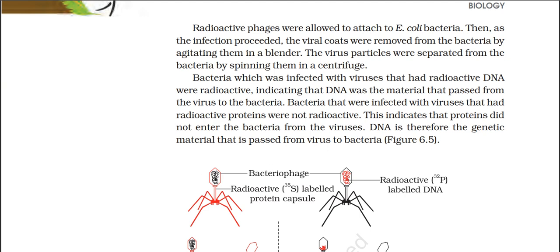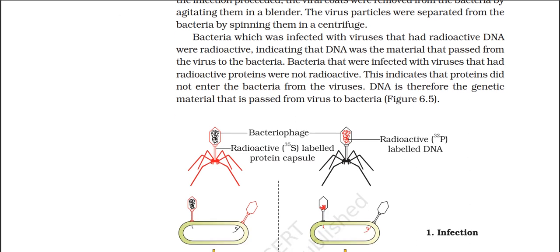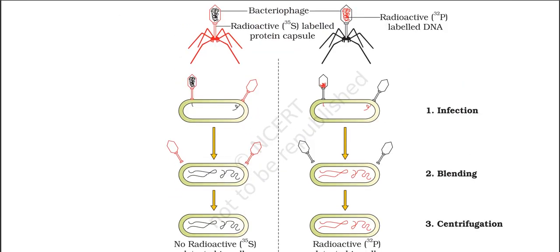Bacteria that were infected with viruses that had radioactive proteins were not radioactive. This indicates that proteins did not enter the bacteria from the viruses. DNA is therefore the genetic material that is passed from virus to bacteria. Figure 6.5.